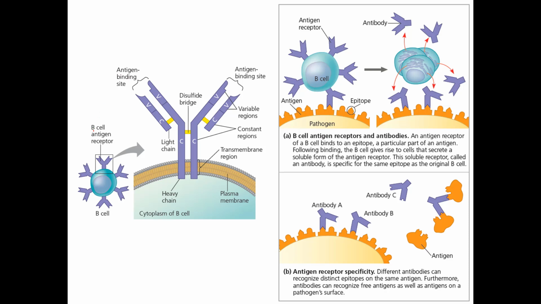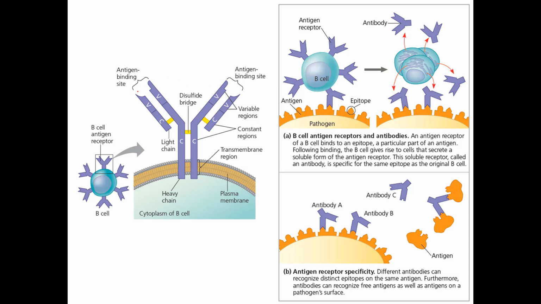Now, this B cell antigen receptor has a peculiar structure. So, it is composed of two heavy chains. These long ones are the heavy chains which have the transmembrane region, and they also have two light chains. Each light chain is associated with the heavy chain, and they are joined together by the disulfide bridges. So there are three or four disulfide bridges which join the heavy chain to the light chain, and one disulfide bridge to join the heavy chain with the heavy chain.